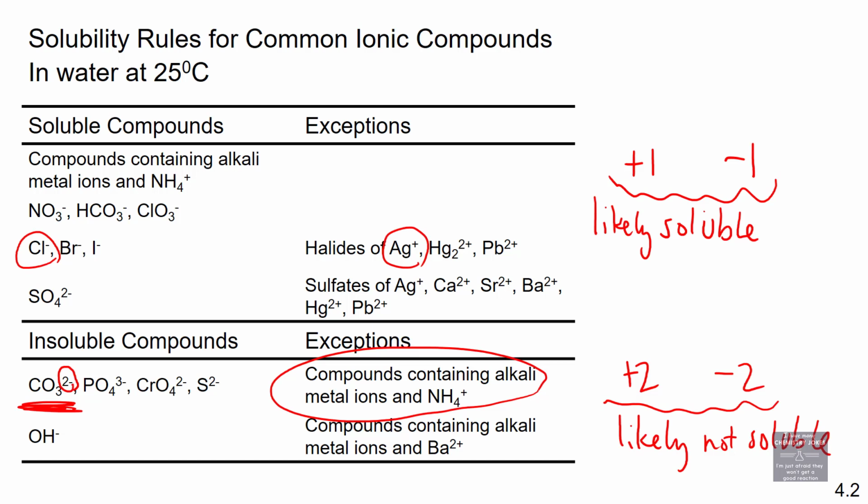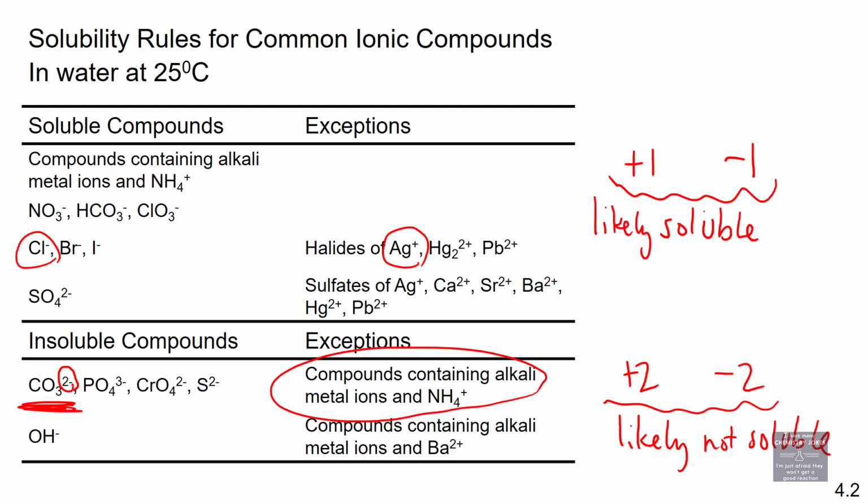Those are very general rules. Why do I say these are very general rules? Because I hate memorizing things, and I don't want to sit down and memorize this table. I want to say, if it's +1, -1, probably soluble. If it's +2, -2, probably not.